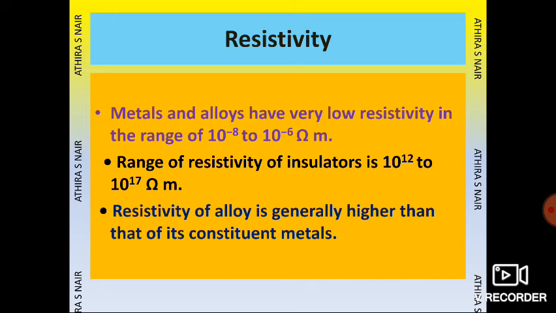Metals and alloys have very low resistivity, in the range of 10 raised to minus 8 to 10 raised to minus 6 ohm meter. Range of resistivity of insulators is 10 raised to 12 to 10 raised to 17 ohm meter. Resistivity of an alloy is generally higher than that of its constituent metals.